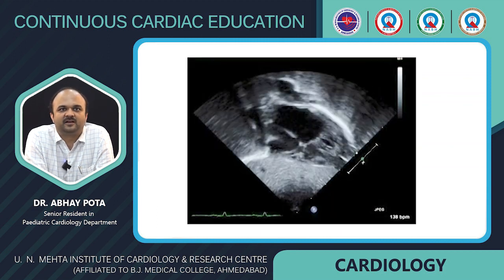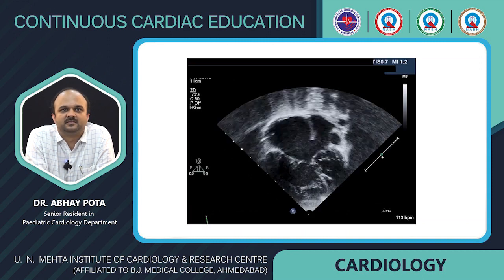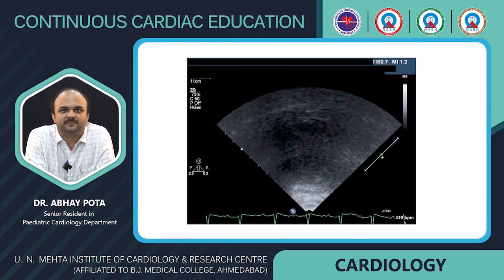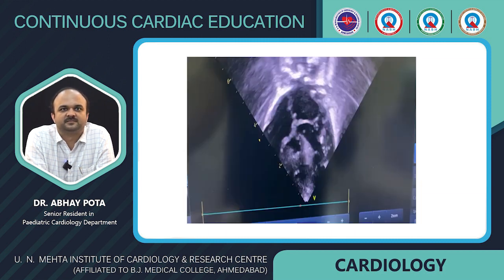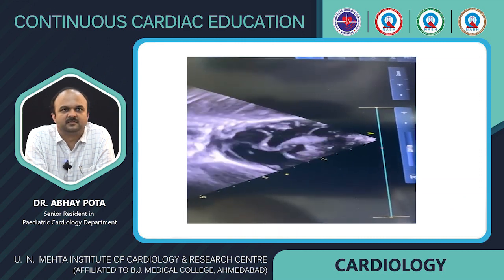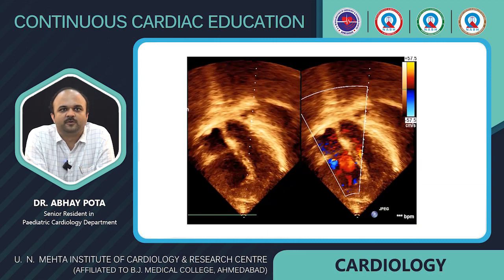This is example of tricuspid atresia. This is mitral valve, this is tricuspid valve which is not made, that is atretic, tricuspid atresia. This is example of unbalanced AV canal defect. This is example of extreme form of Epstein.